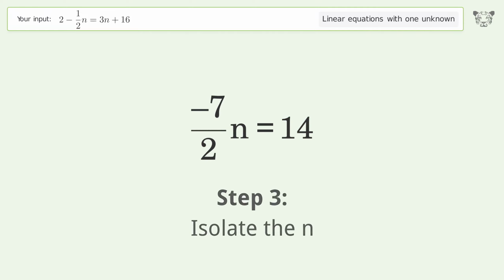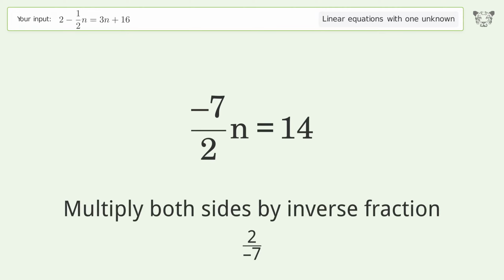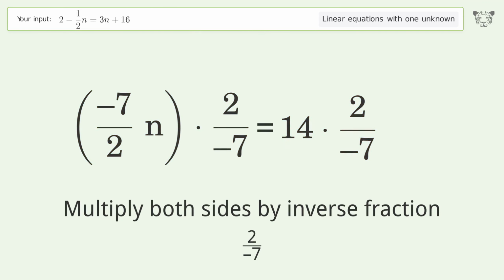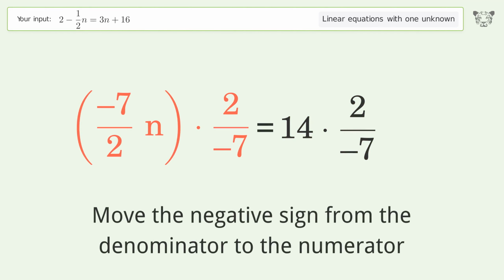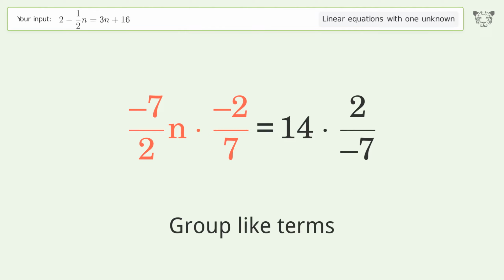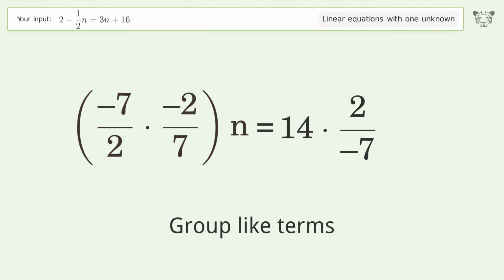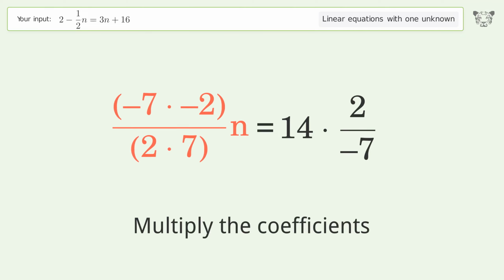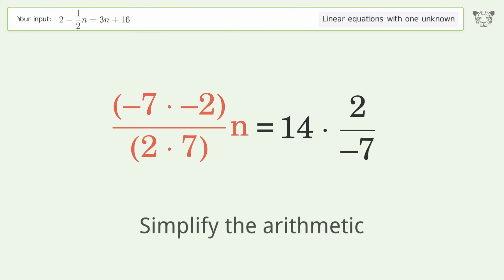Isolate the n. Multiply both sides by inverse fraction 2 over -7. Move the negative sign from the denominator to the numerator. Group like terms. Multiply the coefficients. Simplify the arithmetic.